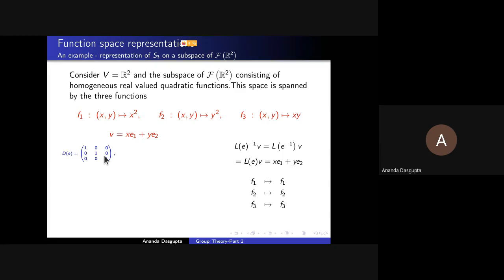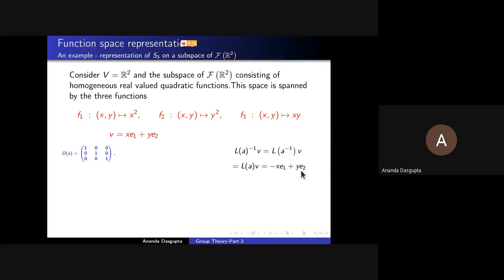Now let's check what happens for A. A, remember, is reflection along the vertical median of the triangle, which is along the y-axis. Under A, it's not A really, it's A inverse that you have to look at. But the important thing is LA inverse is L of A inverse, and A inverse is the same as A. Every reflection is self-inverse. If you reflect twice, you get back to where you were. So LA of V: under LA, the X component changes sign, the Y component stays the same, right?